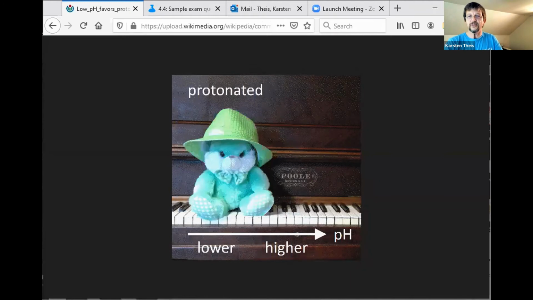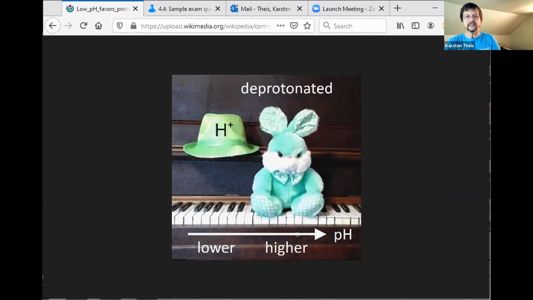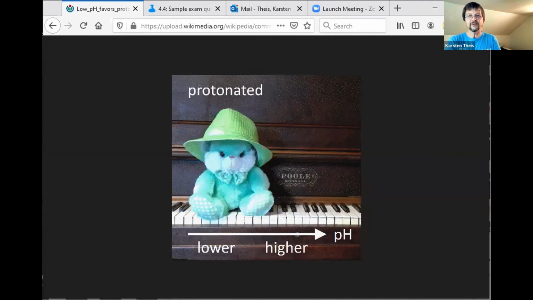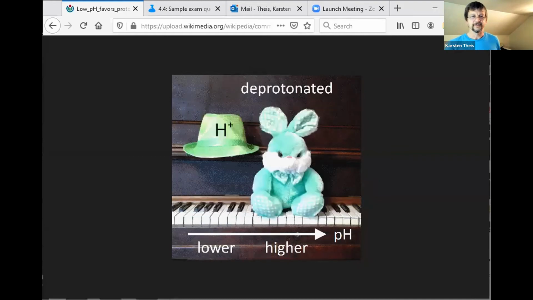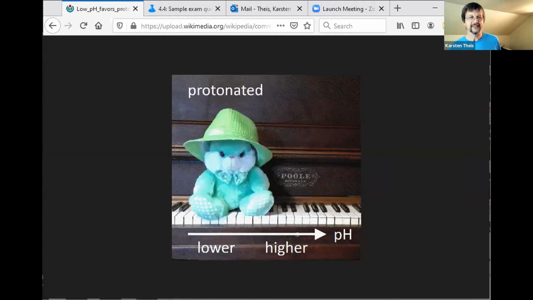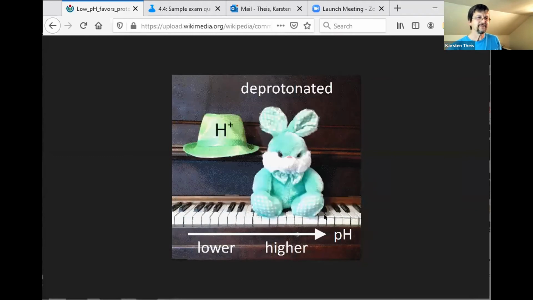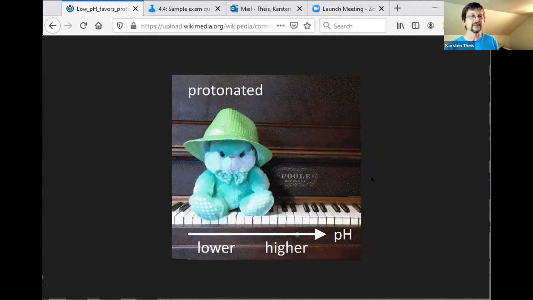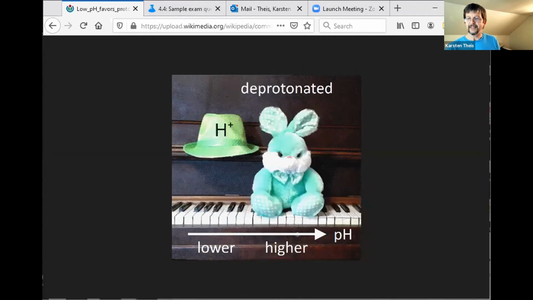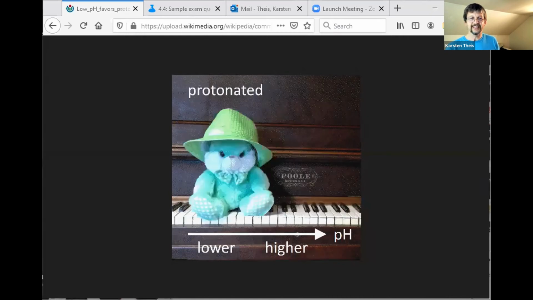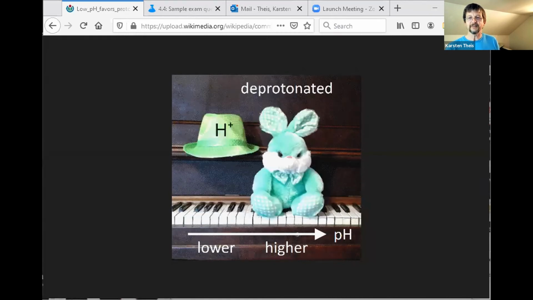And the other thing it shows is that at higher pH, you have less protons around, so you're more likely to be deprotonated. And then at lower pH, you have more protons around, and so it's more likely that bunny puts on the hat. So I probably wouldn't find this, so I had to make it myself. And it features our piano that we inherited when we bought a house, and they couldn't be bothered to take the piano out.